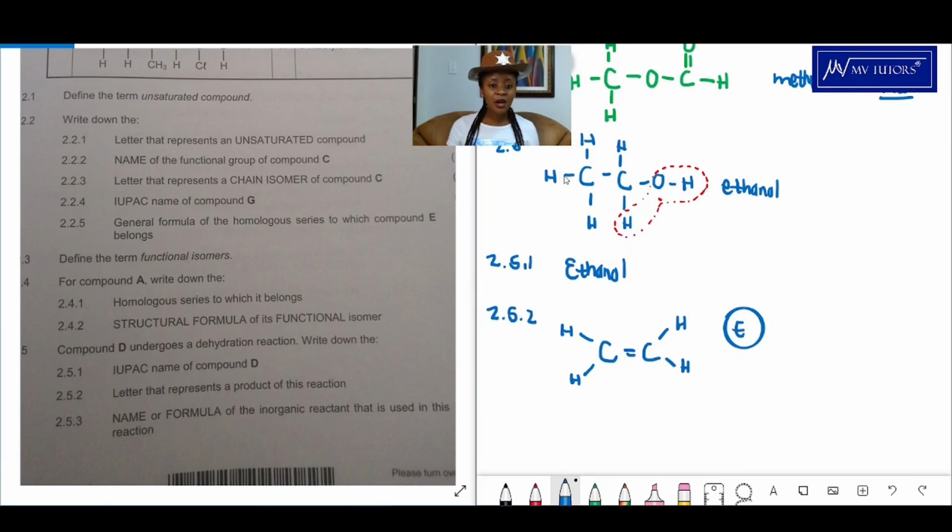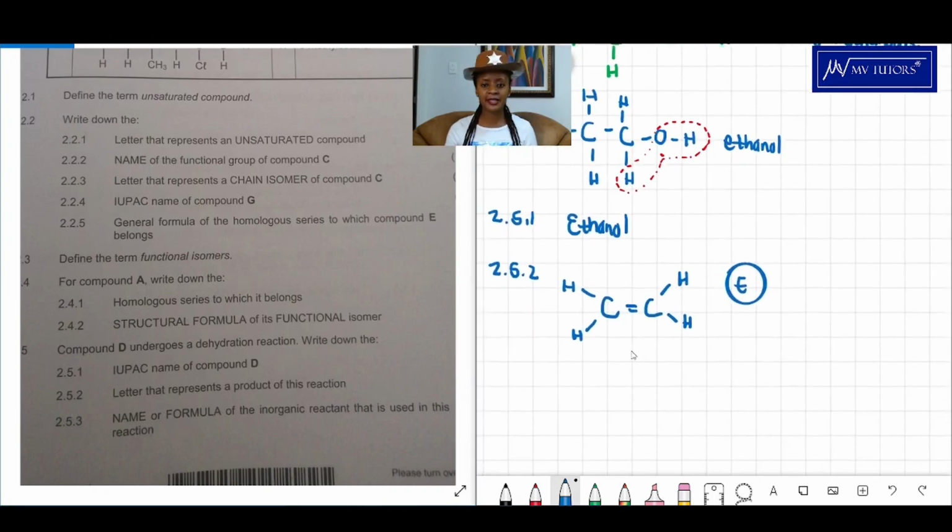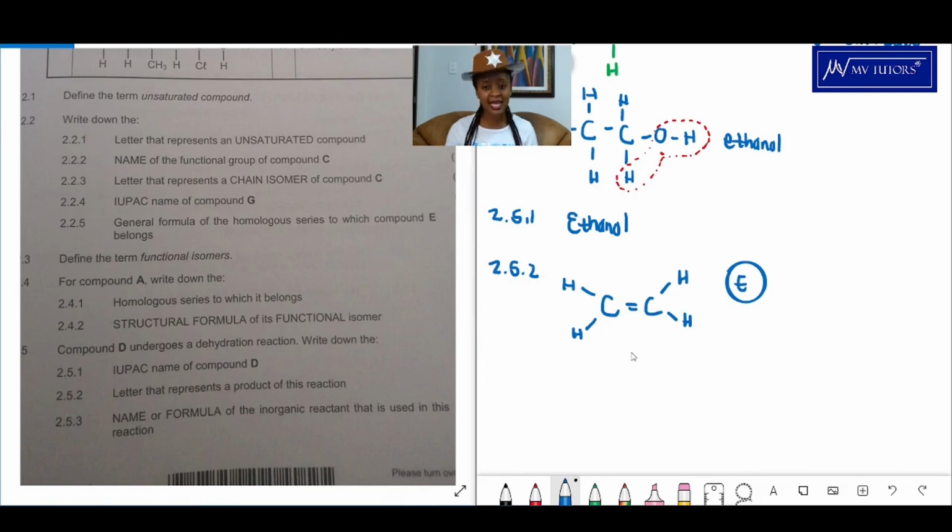Name or formula of the inorganic reactant that is used in this reaction. So basically, if you're going to dehydrate it, what exactly assisted us in doing this dehydration reaction? Remember, this is like an elimination reaction. So what did we use?